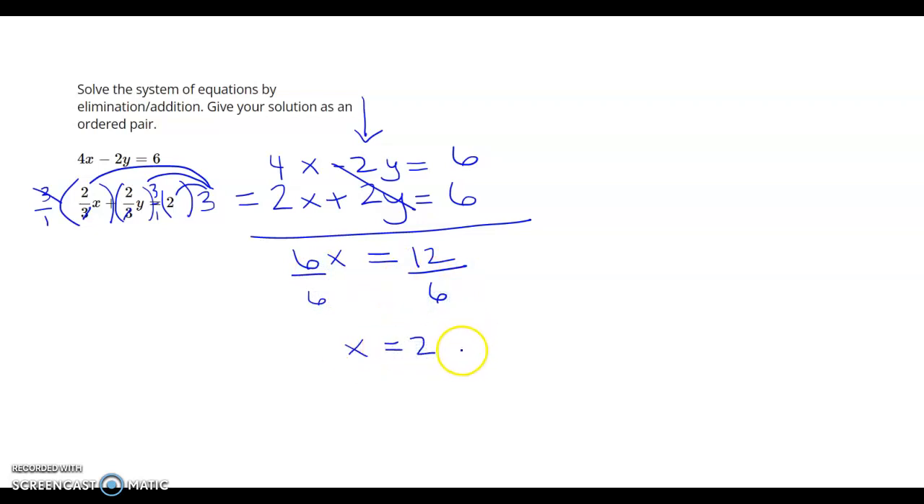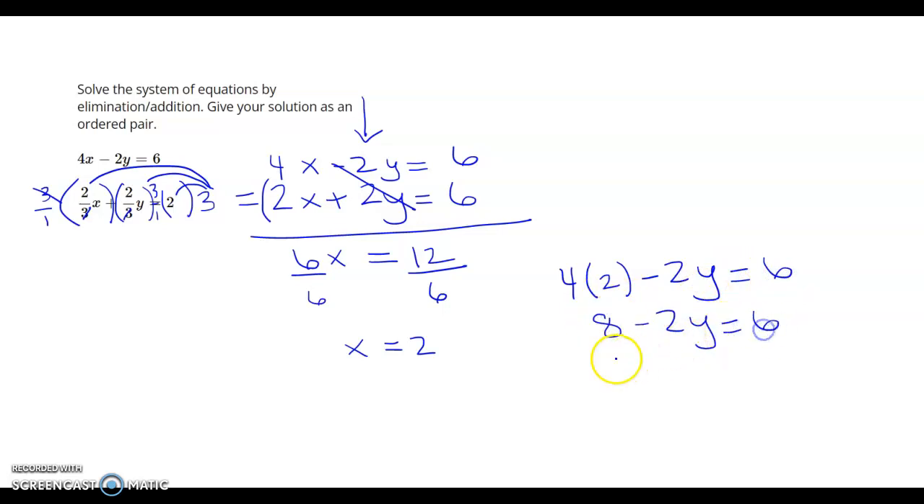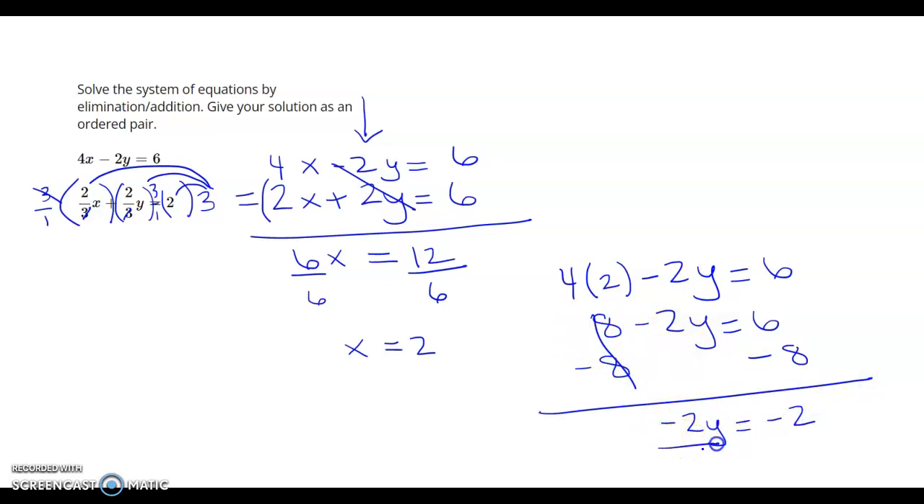And now I need to solve for y. So I can substitute this 2 into either equation, either one of these first two, or even this one right here. But I'm going to just go ahead and do it into the 4x minus 2y. So 4x minus 2y equals 6. So I have 8 minus 2y equals 6. I'll subtract 8 on each side. So those cancel. I'm left with negative 2y equals negative 2. Divide by negative 2 on both sides, and y equals 1.